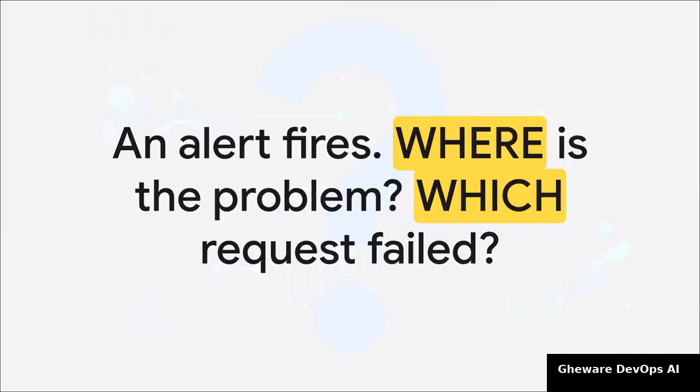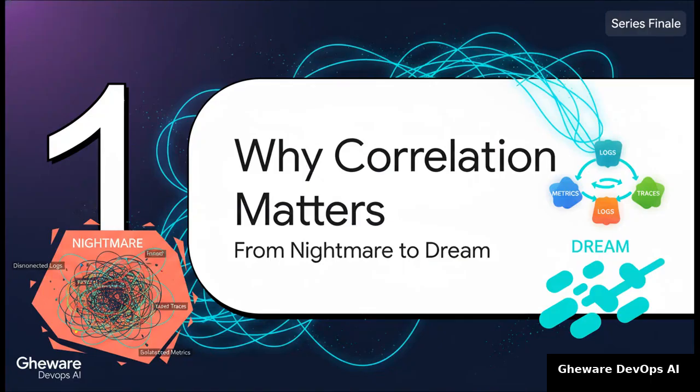You know the feeling, right? It's 3 in the morning, an alert goes off, and your dashboard lights up. The error rate is spiking. You can see the metrics, so you know something is wrong, but those crucial questions are just hanging there. Where is the problem? Which specific request actually failed? Well, today, I'm going to show you how to go from that initial alert straight to the root cause in just 3 clicks. So let's really dig into why this is such a game changer.